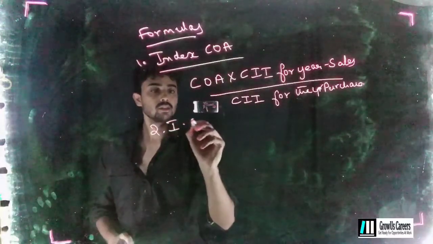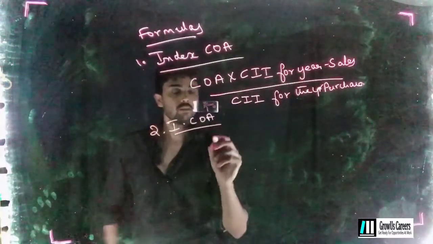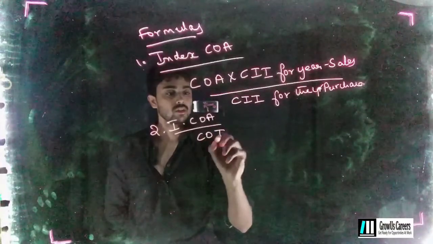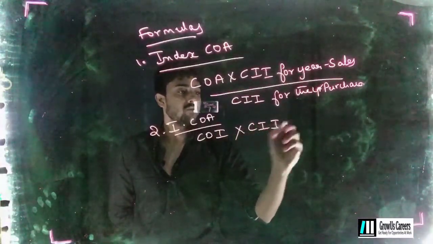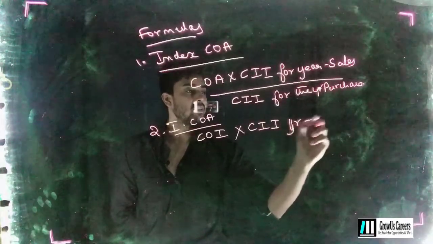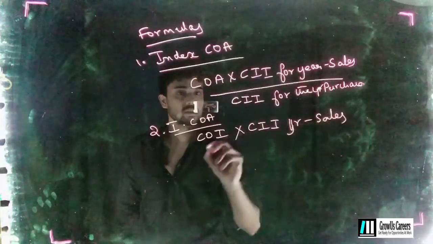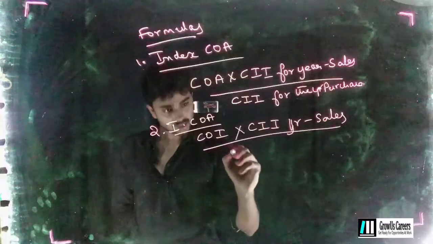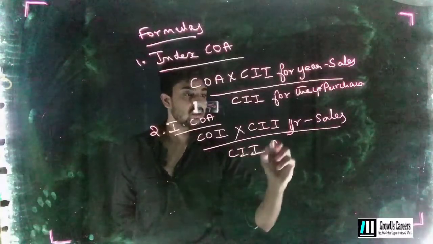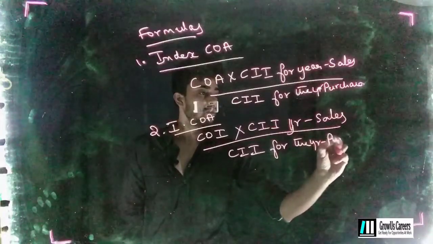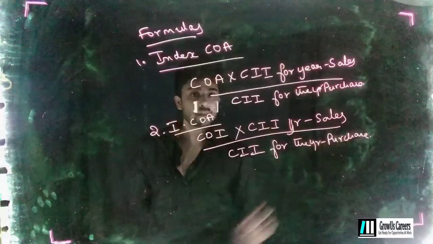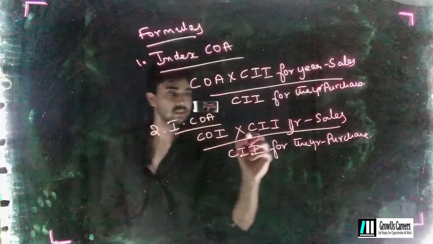Similarly, the formula for index cost of improvement will be cost of improvement into CII for the year of sales divided by CII for the year of purchase. So what is CII?